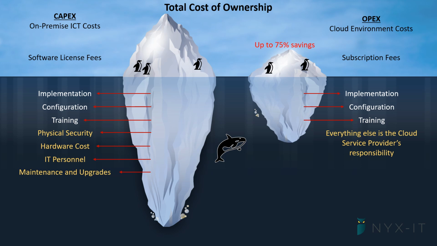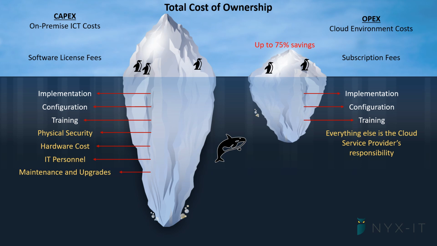So for CapEx, the first obvious cost would be your licensing fees, but hidden underneath the waters is your implementation cost, your configuration cost, training cost, and even deeper than that, you can go into less obvious costs like physical security, hardware cost, IT personnel, maintenance, and upgrades.